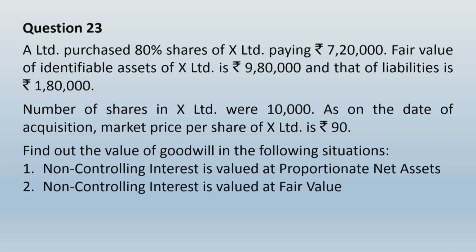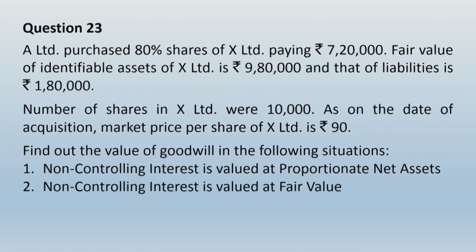A Limited purchased 80% shares of X Limited paying rupees 7,20,000. Fair value of identifiable assets of X Limited is rupees 9,80,000 and that of liabilities is rupees 1,80,000. Number of shares in X Limited were 10,000. As on the date of acquisition, the market price per share of X Limited is rupees 90. Find out the value of goodwill in the following situations. Number 1, non-controlling interest is valued at proportionate net assets, and number 2, non-controlling interest is valued at fair value.